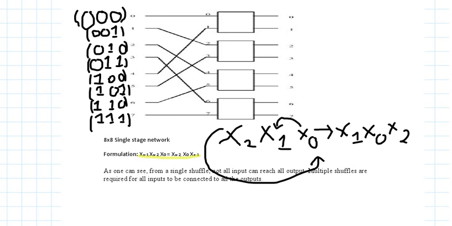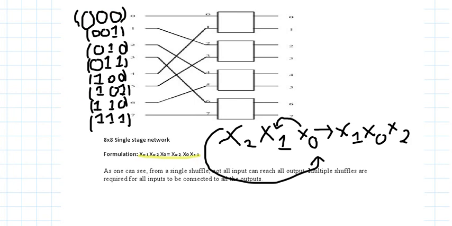If you follow the formula, then the rightmost bit is x0, the next bit is x1, and the leftmost bit is x2. Now what you have to do is apply this formulation to your processor addresses. Let me do this. The address of the first processor is 0, 0, 0.